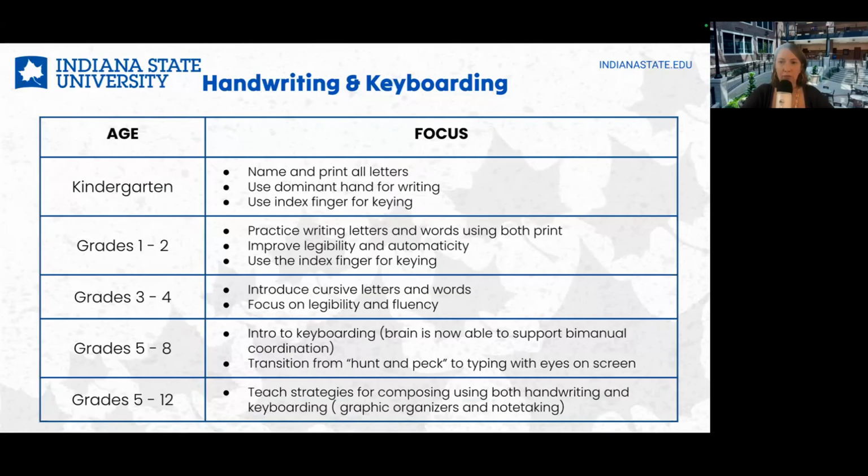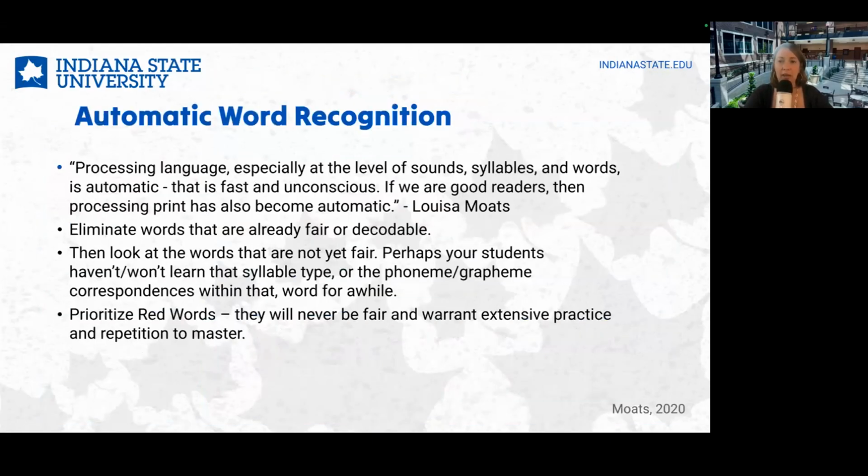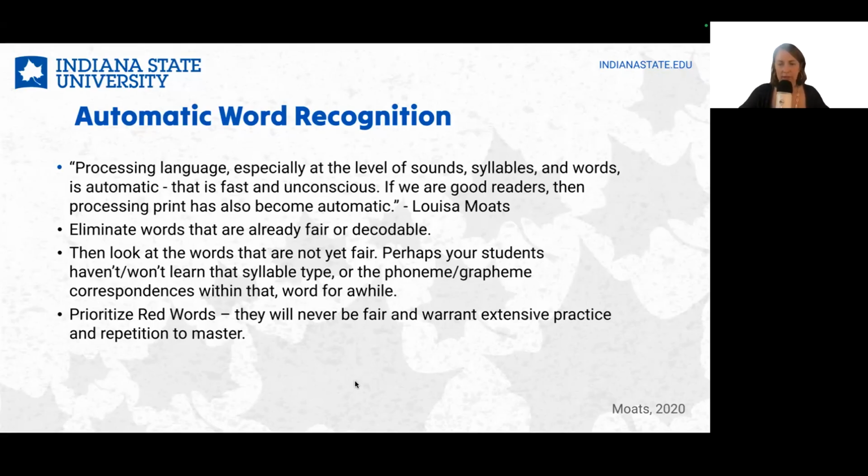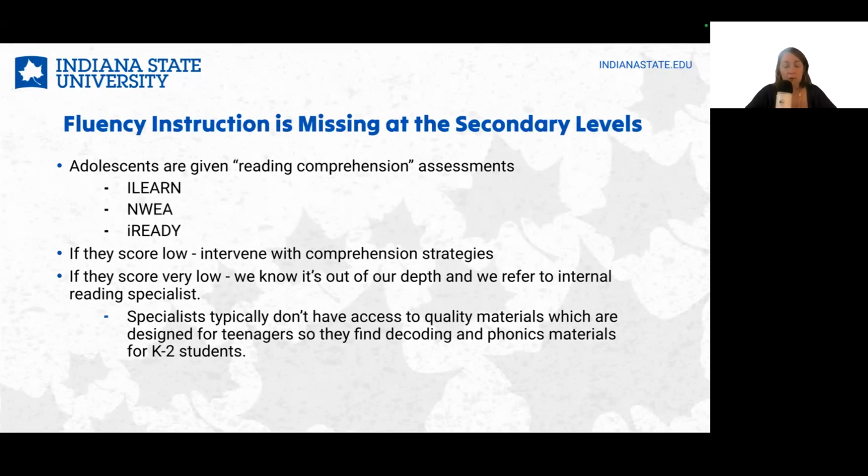But the great thing about fluency is the fix is simple. It just comes from more practice. And that is something that you can do in your classroom. You can practice all of these things, the handwriting, the reading, in your classroom, regardless of what you're teaching. Adolescents, our middle schoolers, are given reading comprehension assessments. So whether that's our state test, which right now is called iLearn, NWEA is a formative assessment students get, or iReady is a formative assessment students get beginning, middle, and end of school year to track student growth.